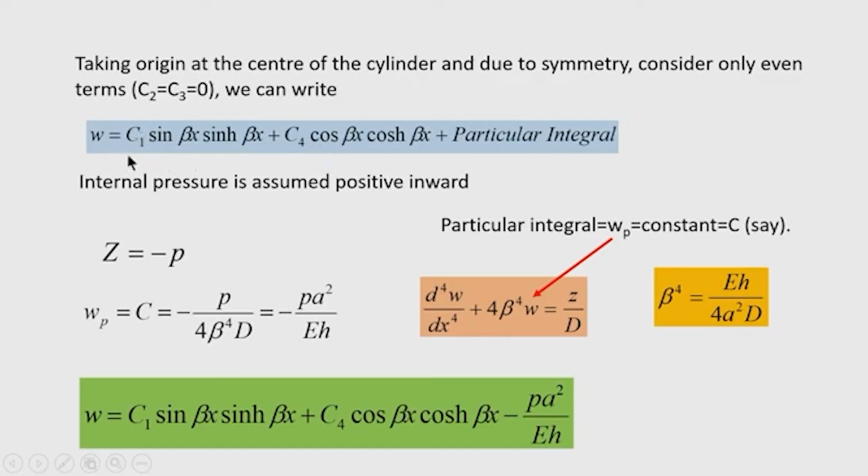So, what are the two constants of integration? C 1 and C 4 that were associated with the sine function and sine hyperbolic function, and cos function and cos hyperbolic function. So, both are now symmetrical functions associated with a particular integral. Internal pressure is assumed positive inward. So, it is acting outward because the pressure, that is internal pressure, fluid pressure or whatever it may be, is acting outward. Therefore, it is taken with a negative sign. So, Z is taken as minus P.